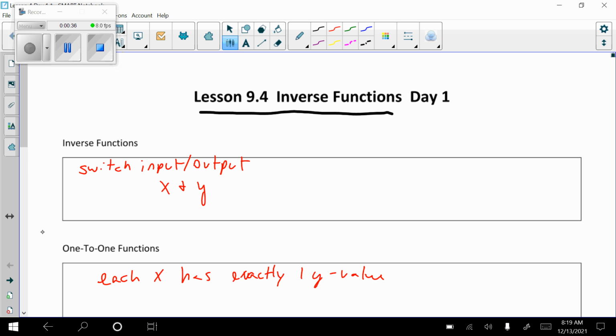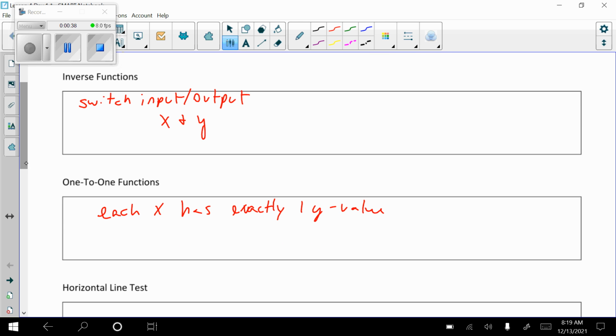Okay, so a one-to-one function is when each x has exactly one y value. So a line is a good example of a one-to-one function, because like this might be 1, 2, and 3, 4, and so you won't have the same y values ever. So it's still a function, but it's also a one-to-one function.